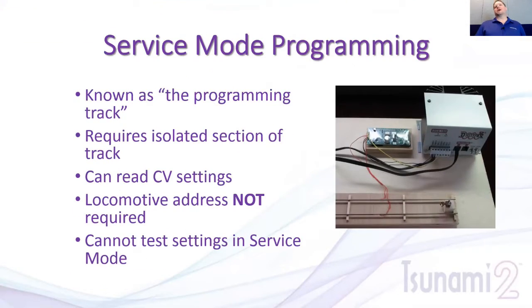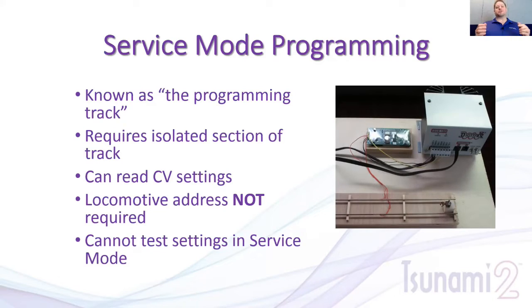The first one is known as the programming track or service mode. Now what this does is this takes a small isolated piece of track and allows your decoder to be isolated from the wild, so to speak. So you can simply take a couple of pieces of Kato Unitrack or a small section of Flex Track or something like that, set it on there and set that to your programming track outputs on your DCC system. Now, what this does is this allows you to communicate to that decoder, and being isolated, you're able to communicate back and forth with the decoder.